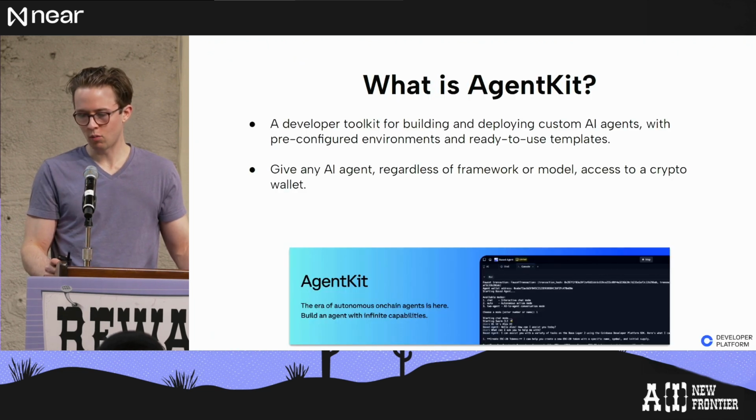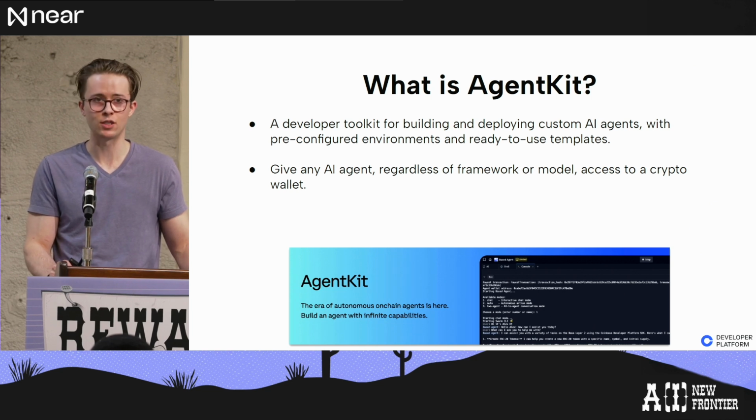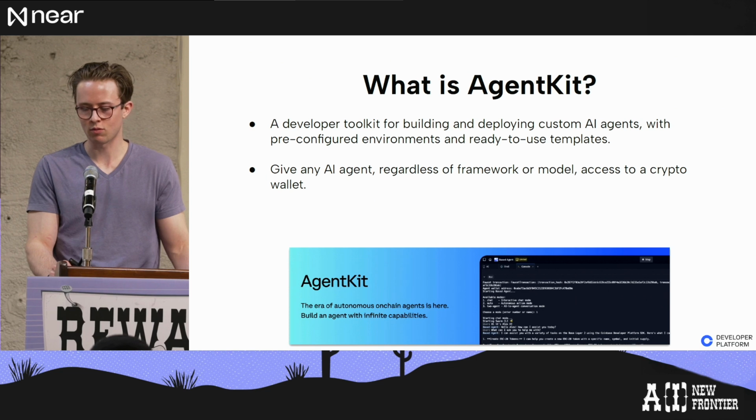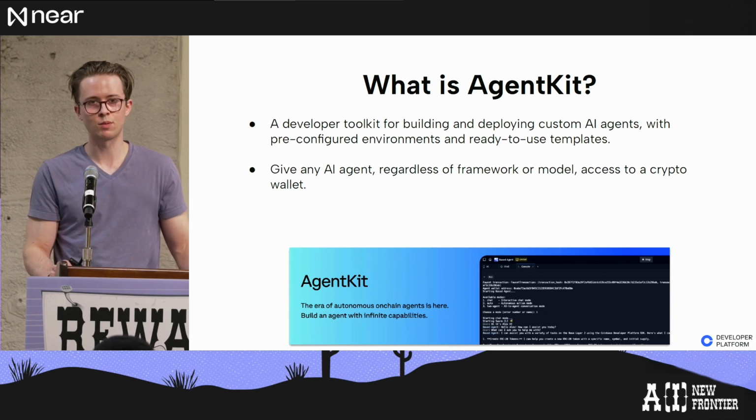And so what is AgentKit? AgentKit is a developer toolkit for building and deploying custom AI agents with pre-configured environments and ready-to-use templates. AgentKit empowers you to give any AI agent, regardless of framework, model, network, or wallet provider, access to a crypto wallet across any network with native support for EVM and SVM networks.